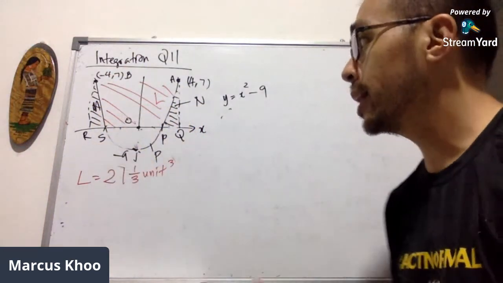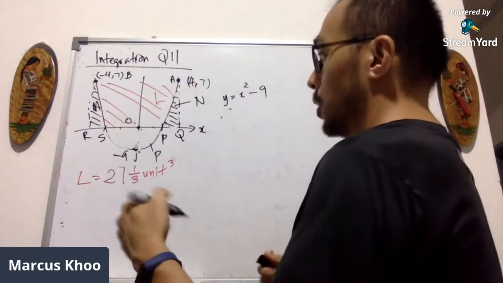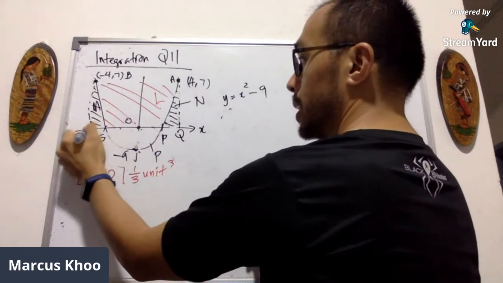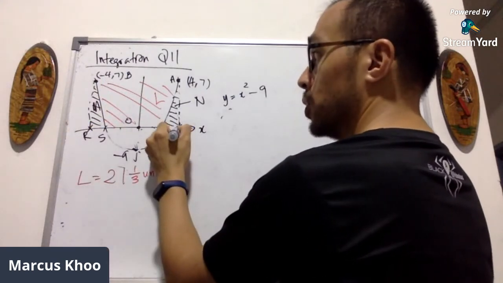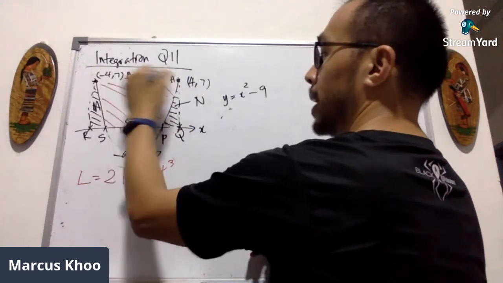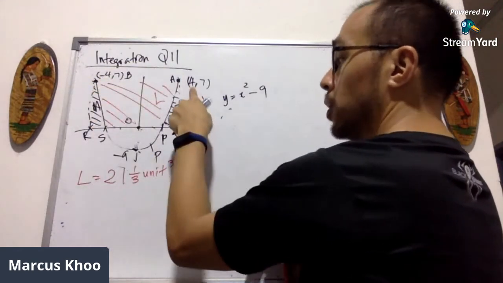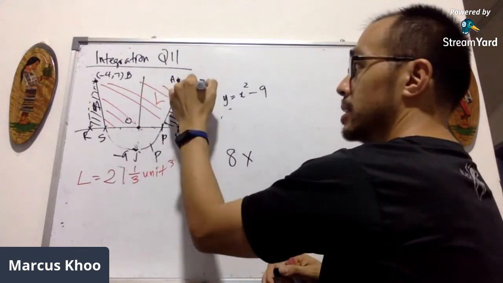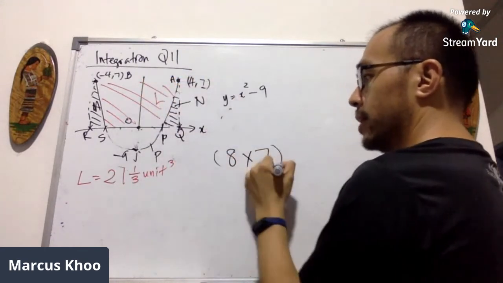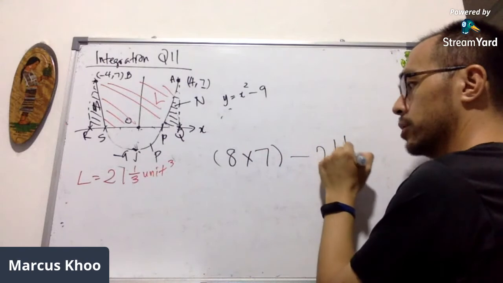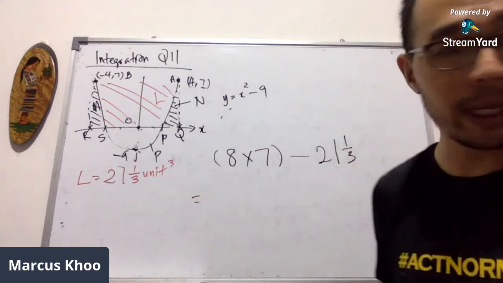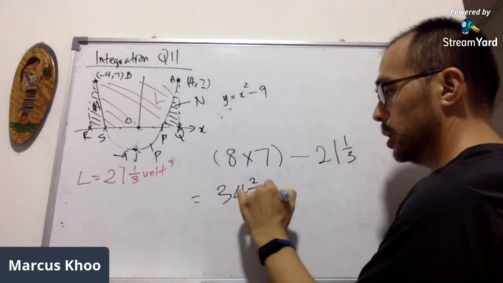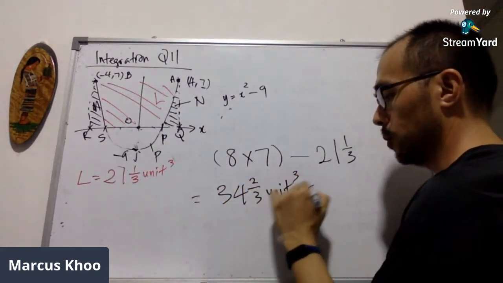So how do you get the area? The area will be how big it is from A to B. Since it's negative 4 and 4, it will be 8 times the height, which is 7. So 8 times 7 minus 21 1 over 3. Then you will get the final answer, 34 2 over 3 units cubed.